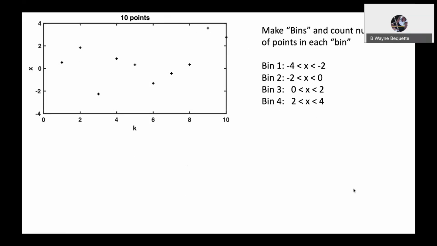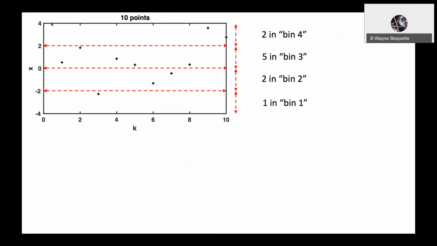So, for example, bin 1 is going to be all the values of x that lie between -4 and -2. Bin 2 is going to be between -2 and 0. Bin 3 between 0 and 2. And bin 4 between 2 and 4. And we're going to count the numbers in each of those bins.